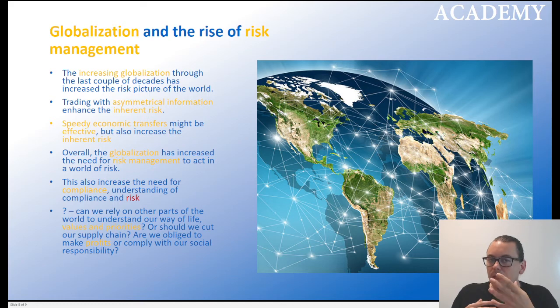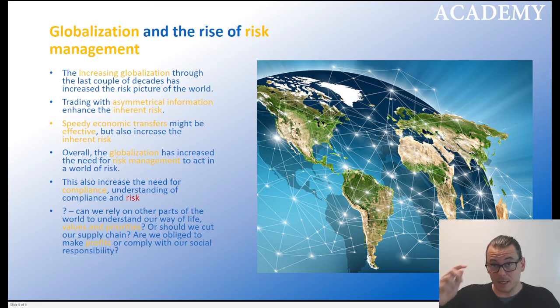So I think we might have to look at globalization and say, okay, it was a good driver, it connected everything. It also made everything based on risk. And of course, when we talk dynamic compliance, it is risk-based. So it arrived from globalization, because we can never know everything. There's always asymmetrical information, especially when transactions are very speedy.